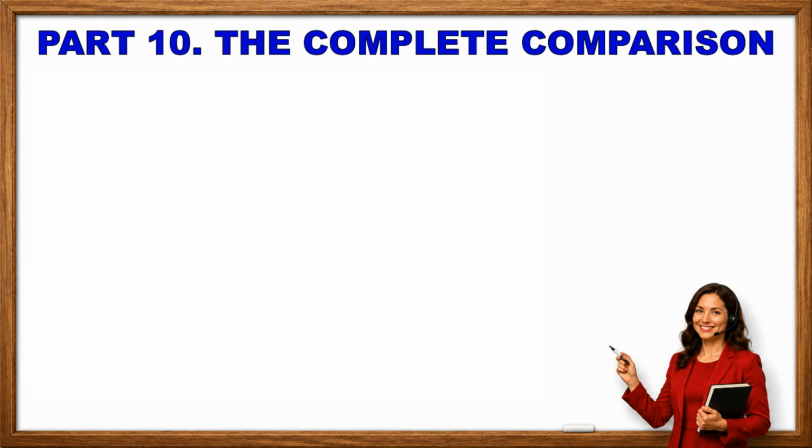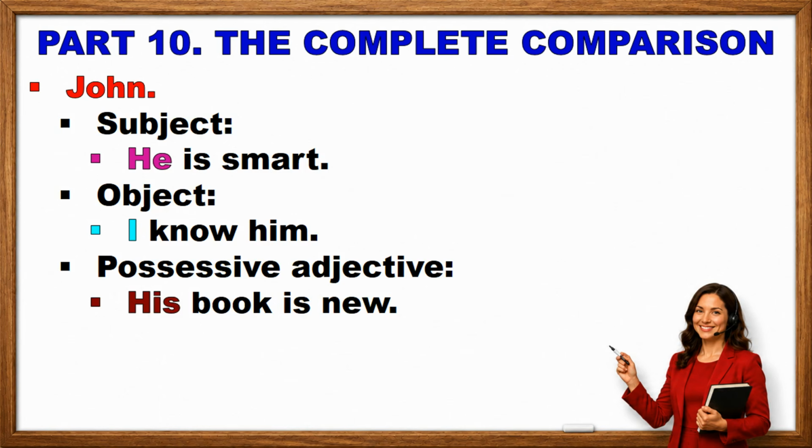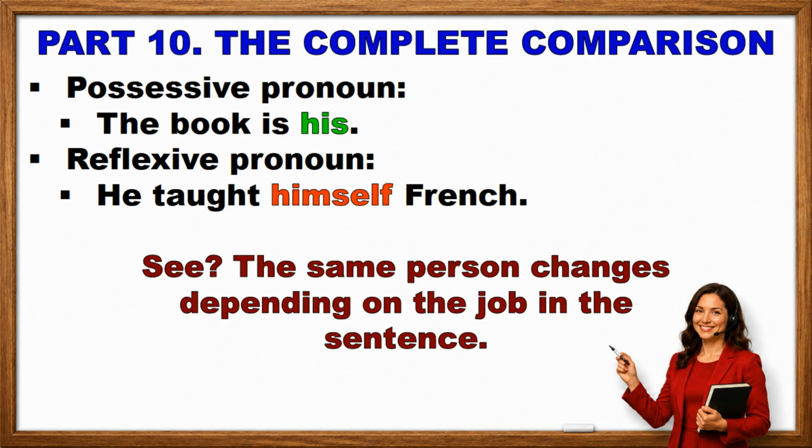Part 10. The complete comparison. Let's use one person. John. Subject: he is smart. Object: I know him. Possessive adjective: his book is new. Possessive pronoun: the book is his. Reflexive pronoun: he taught himself French. See? The same person changes depending on the job in the sentence.